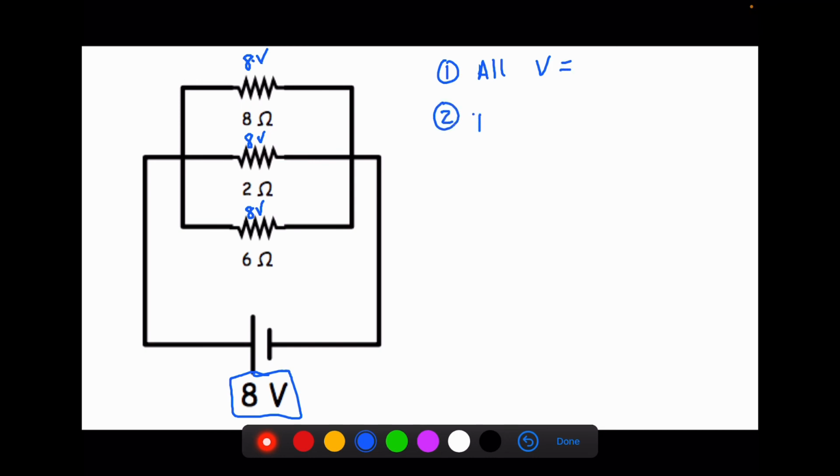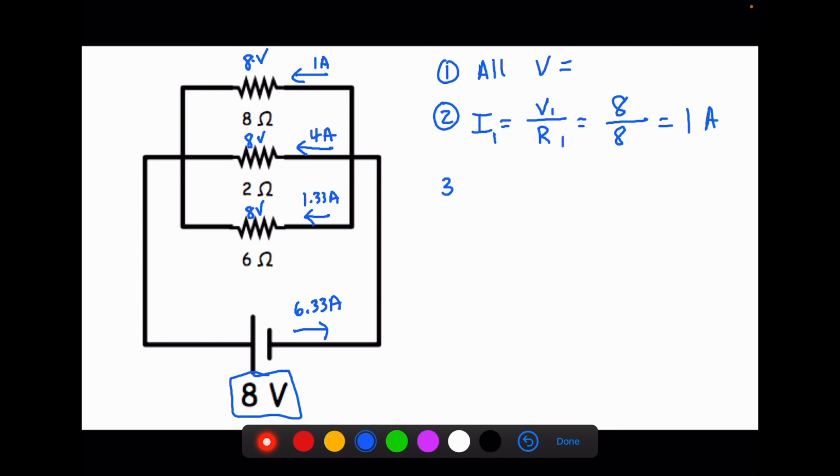Step 2, you can now get each individual current. So to do current 1, you do voltage 1 divided by resistance 1. And we would get 1 amp passing through the top part of our circuit. We could do the same thing here and get 4 amps. We could do the same thing here and get 1.33 amps. You add them all together and you can get the current that came out of the battery.